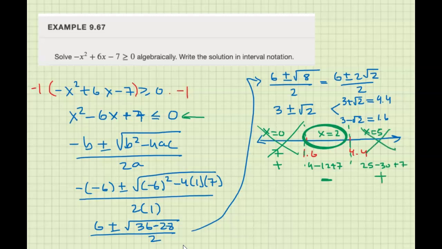So this doesn't work. Okay, so we want the interval that will give me negative values, because this says less than or equal to 0. All right, so my answer is going to be between 1.6 and 4.4, but I'm going to use the exact values. So it's between 3 minus the square root of 2 and 3 plus the square root of 2. So we don't have to approximate. All right, and that's the answer.